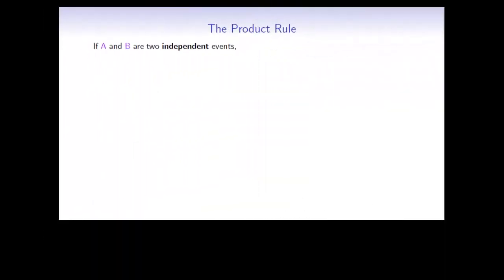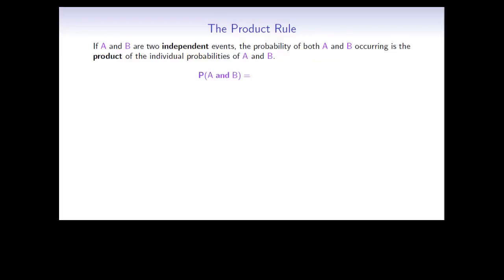Let's start by looking at the product rule. If A and B are two independent events, then the probability of both A and B occurring is the product of the individual probabilities for A and B. In other words, the probability of A and B is the probability of A multiplied by the probability of B.